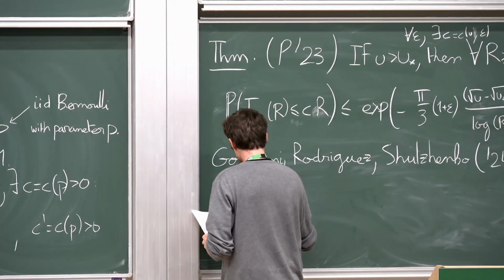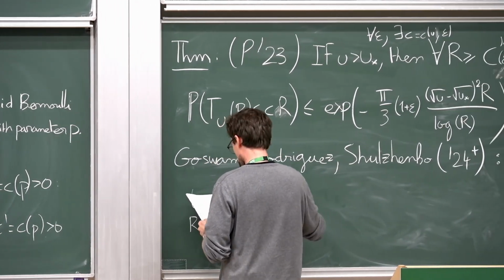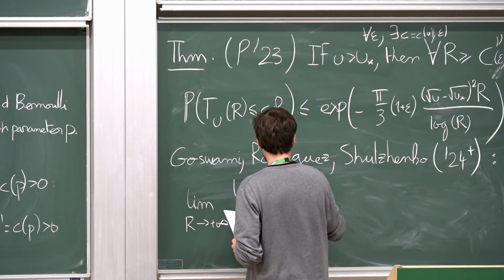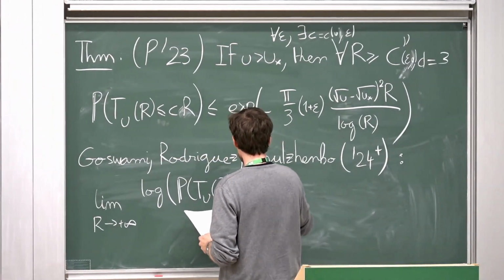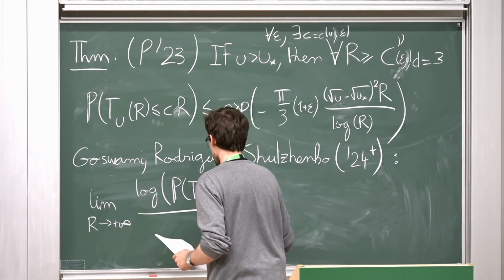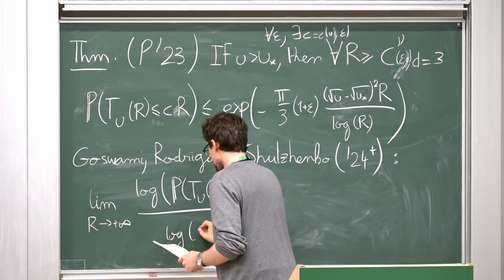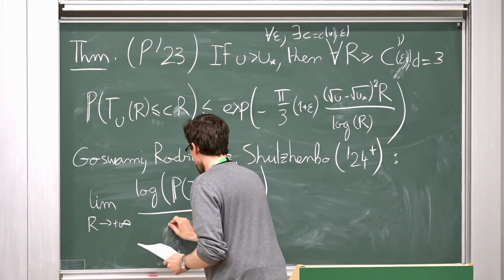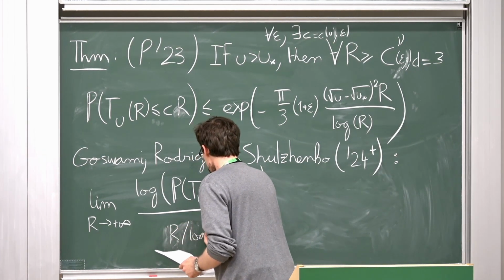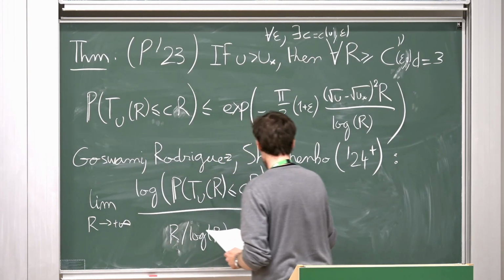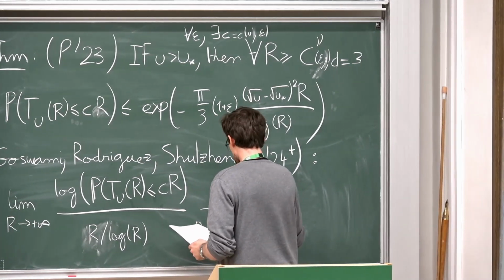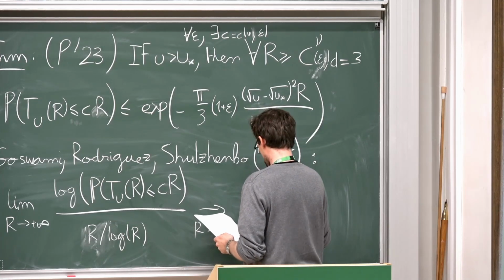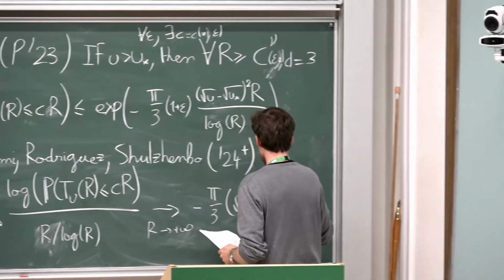So if you combine this result with that result, what you get is that the limit is exactly equal to the constant that you have on the right. If you renormalize it correctly, by this r over log r, which is what you have in your exponential, then this converges as r goes to infinity to pi over 3 square root of u minus square root of u star.